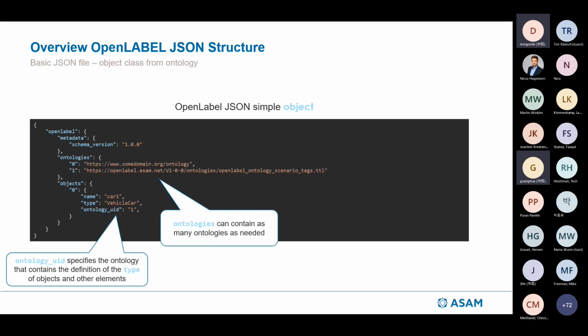By adding the field ontologies, which also follows the key value approach, we can define as many ontologies as we wish. For instance, we can use the ontology defined for OpenLABEL, but you can also use your own. And then you can define that for object 0, for instance, you have a particular ontology UID where the type of the object is defined. So you can create your objects, label them, add their name and their type, and simply relate that in this resource, this ontology, where the description of this class can be found.